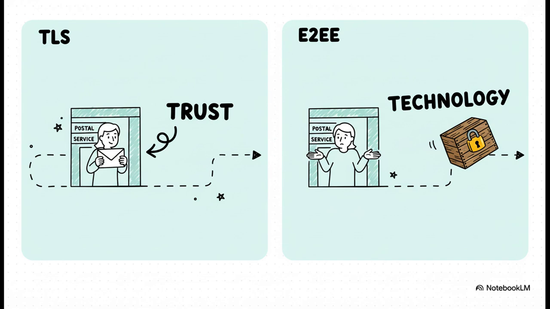Standard security, like TLS, is like sending a sealed envelope. You trust that the postal service won't open it, but they could if they really wanted to. Your security depends on their promise. End-to-end encryption, though, is that locked box. It doesn't matter if you trust the delivery guy or not, it is technologically impossible for them to get inside. Privacy is guaranteed by math, not by a company's policy.